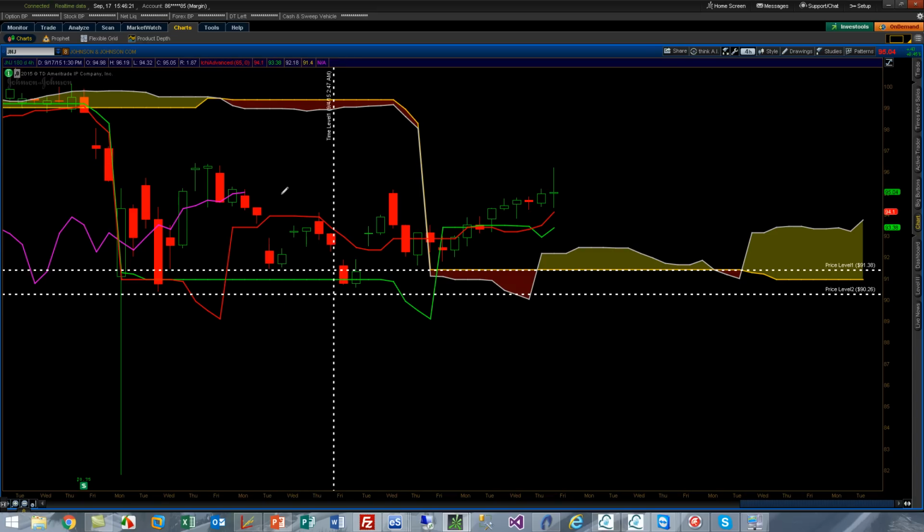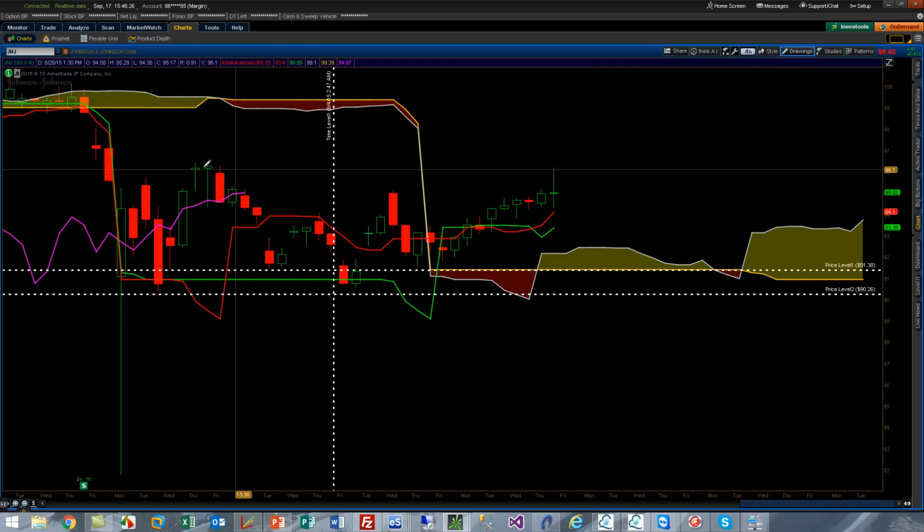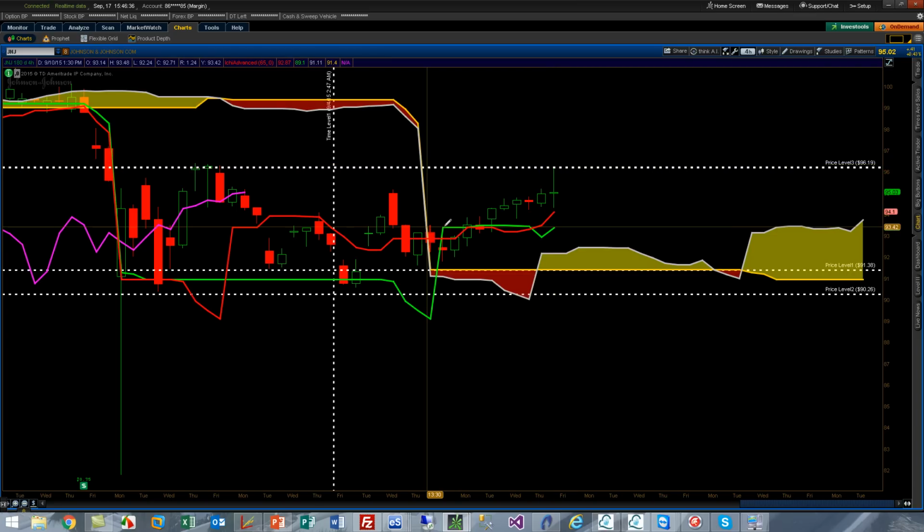Roughly about right here, and I'm just looking at the closing prices and the opening prices there, and you could see it got to our little target level here. The critical thing is that we were going to use options, so we wanted to time it correctly.